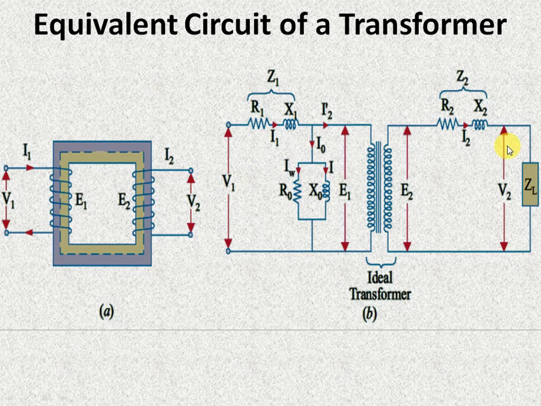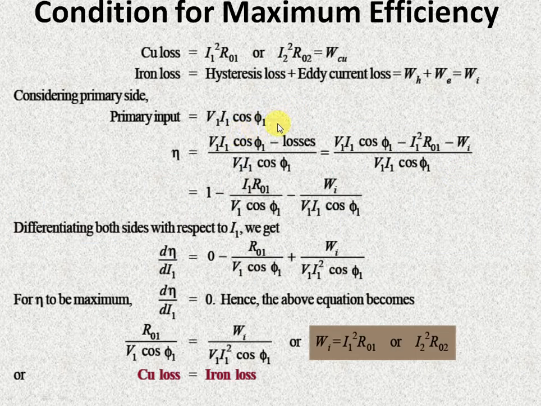Similarly, the power which is being available at the load can be written as V2 I2 cos phi 2, where phi 1 is actually the angle between V1 and I1 and phi 2 is actually the angle between V2 and I2. Those angles we have seen in the vector diagrams of transformer for different load conditions. You may refer that video session. Since the input power to the transformer is V1 I1 cos phi 1, we can write it as the primary input because the input will be provided to the primary side. So we can say the primary input as V1 I1 cos phi 1.